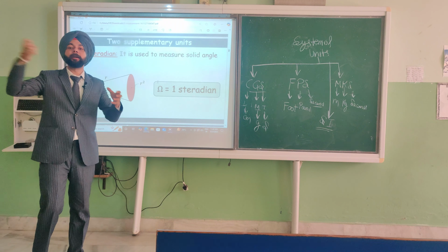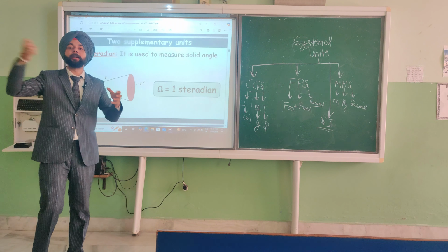He gave the laws also, which we already discussed in 9th grade. Now in 11th grade we will continue these laws in laws of motion. The chapter number is 4, sorry.